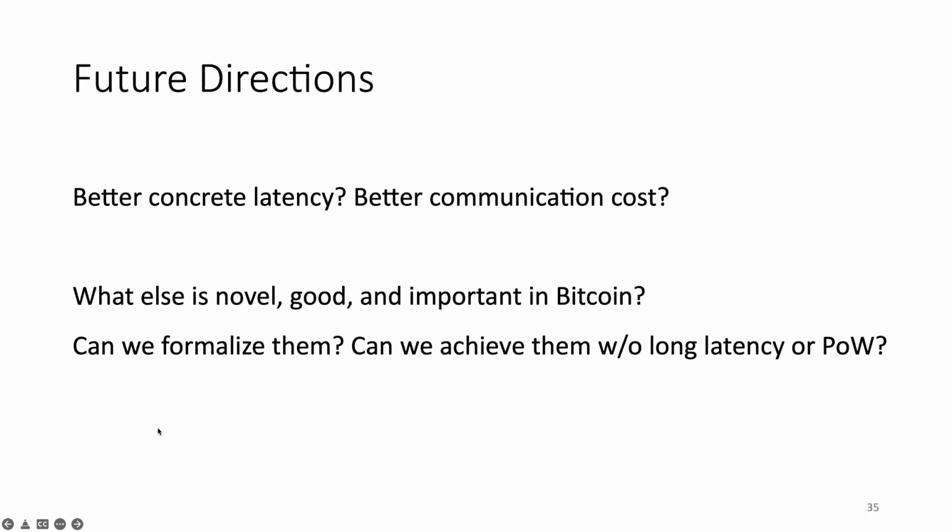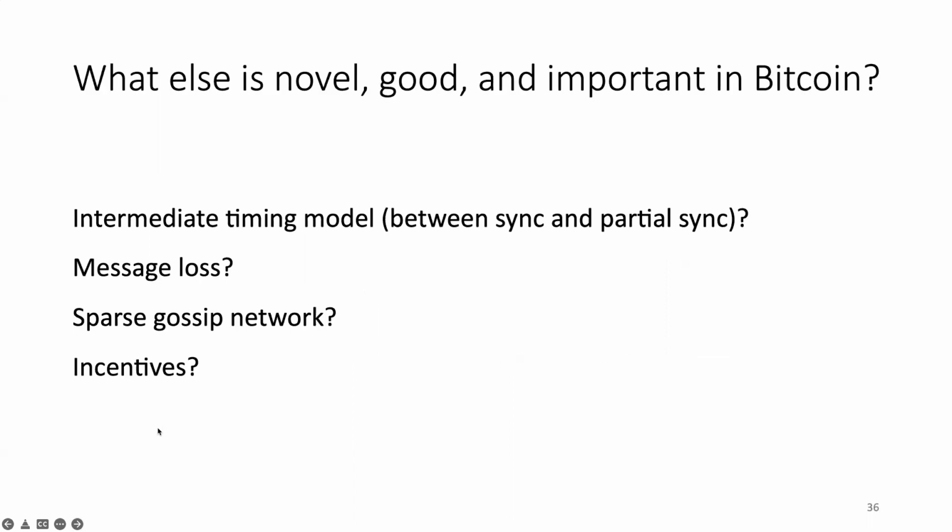And what else is novel, good, and important in Bitcoin? I think it's a wealth of new problems. For every single one we identify, we can ask: can we formalize it? Can we formally prove that Bitcoin has this property, and not just see it as ad hoc? And can we achieve these new good properties without incurring the drawbacks of longest chain protocols? Here are some of the things I see.